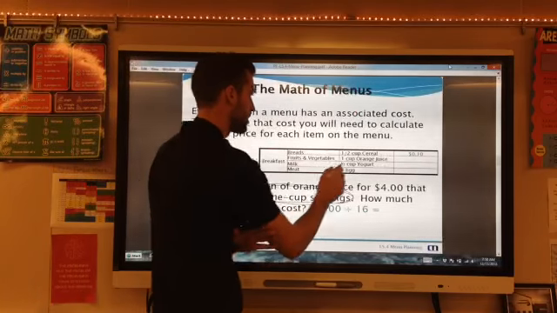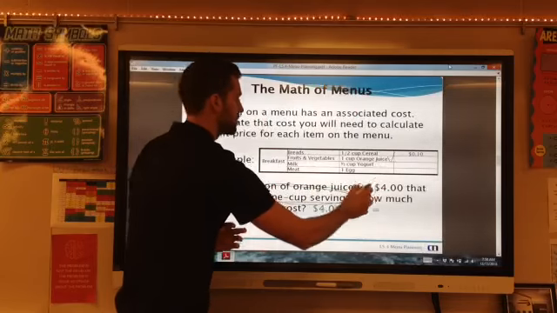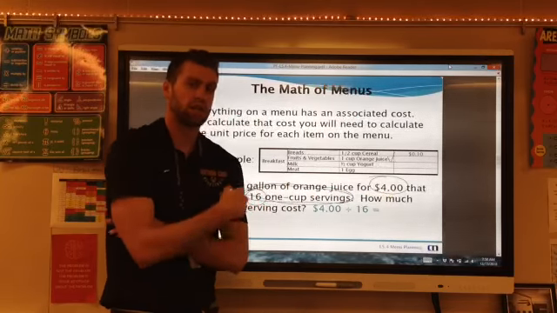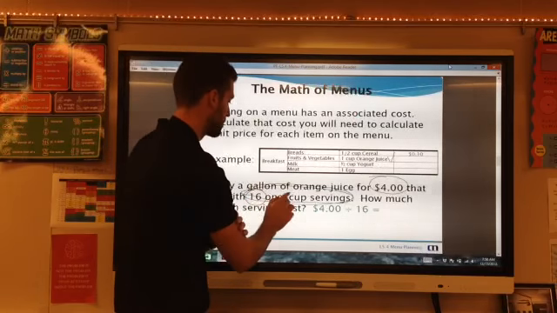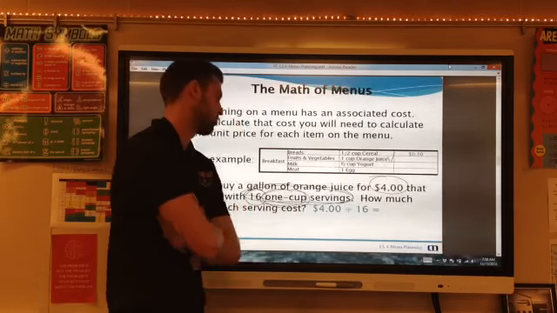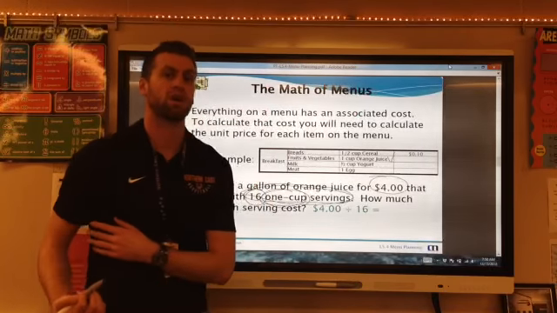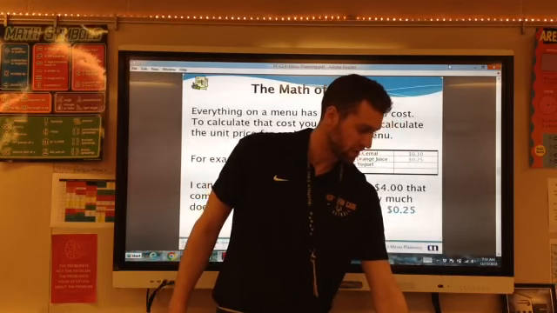Alright, so now we're looking at our orange juice here. Simply take the amount and divide it by however many of those you have. Technically here we're finding the unit rate, in this case per cup, because we have 1 cup servings. In the last case it would have been per half cup. 4 divided by 16 is 25 cents.